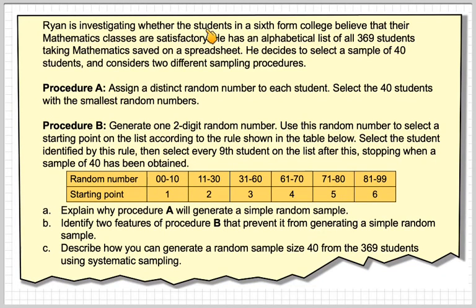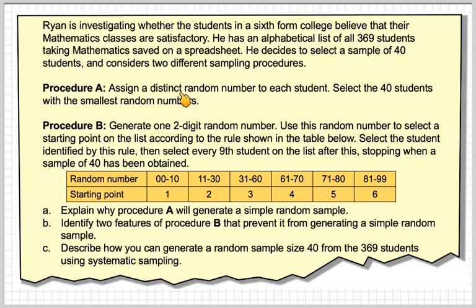Ryan is investigating whether the students in a sixth form college believe that their mathematics classes are satisfactory. He has an alphabetical list of all 369 students taking mathematics saved on a spreadsheet. He decides to select a sample of 40 students and considers two different sampling procedures.